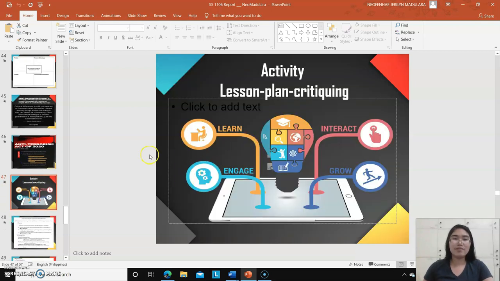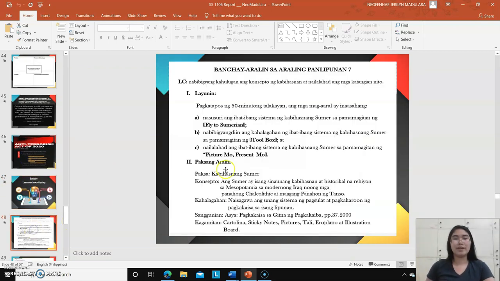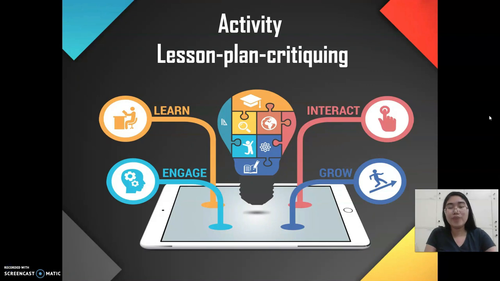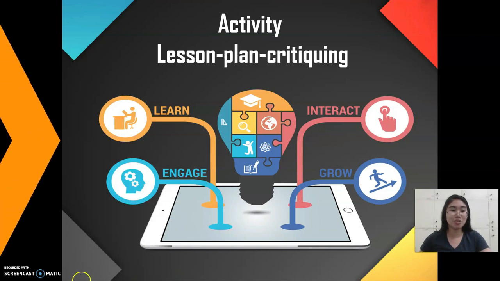Next, let's have the lesson plan critiquing. Okay? Let's have here lesson plan. Let's evaluate different lesson plans from the junior and senior level as well as an English lesson plan. Okay, let's get started.